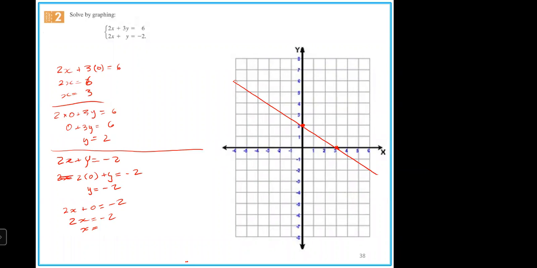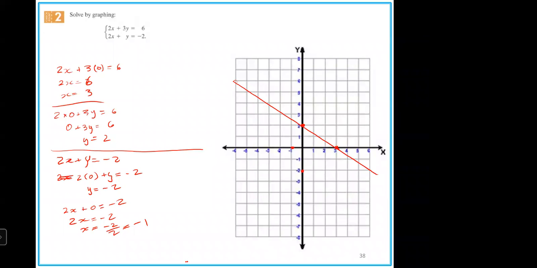Oh, you're waiting on me. -2 over 2, which is equal to -1. All right, so the second line is going to pass through the y-axis at -2, and it's going to pass through the x-axis at -1. So now we're going to join those two on the graph.